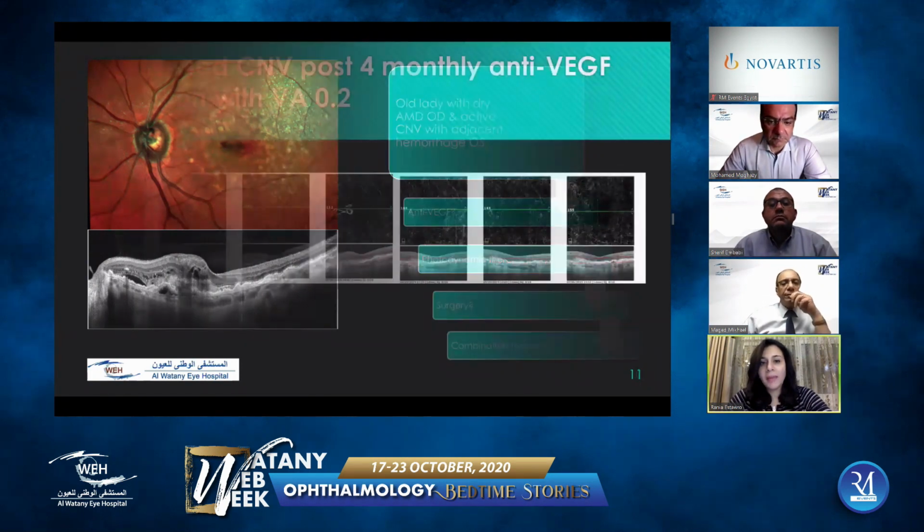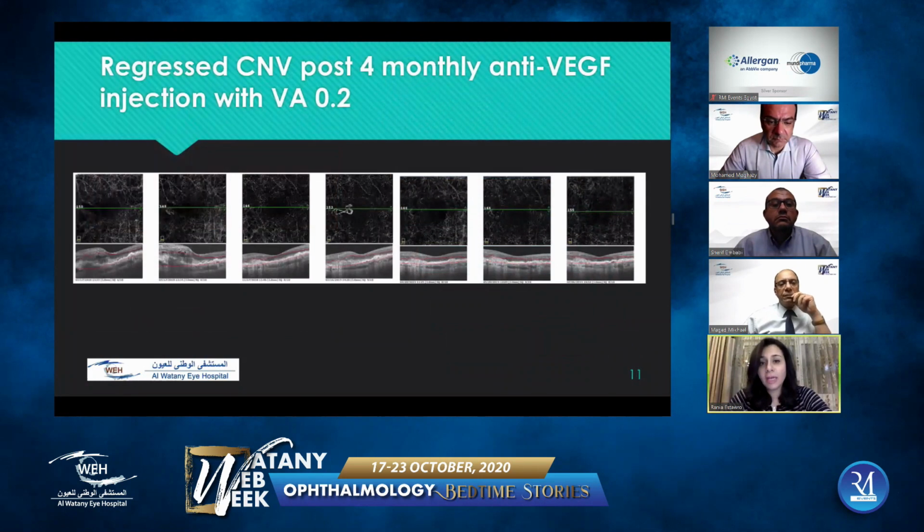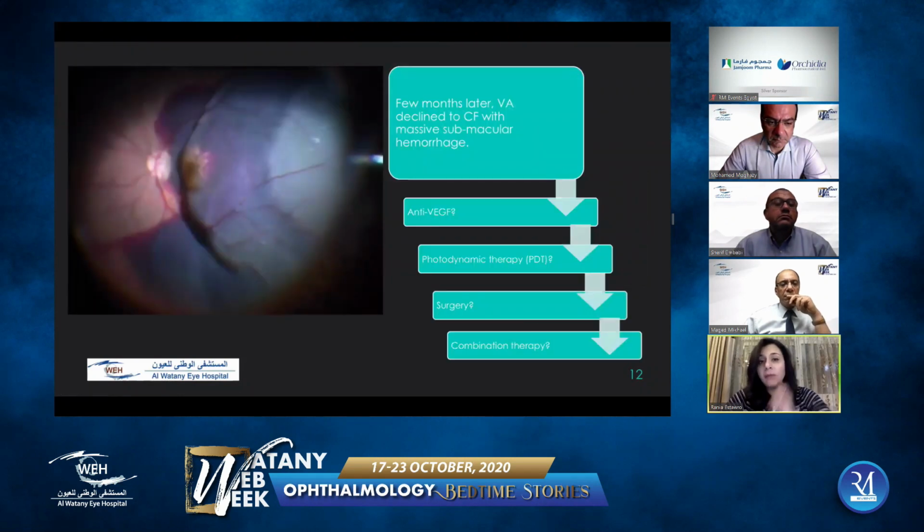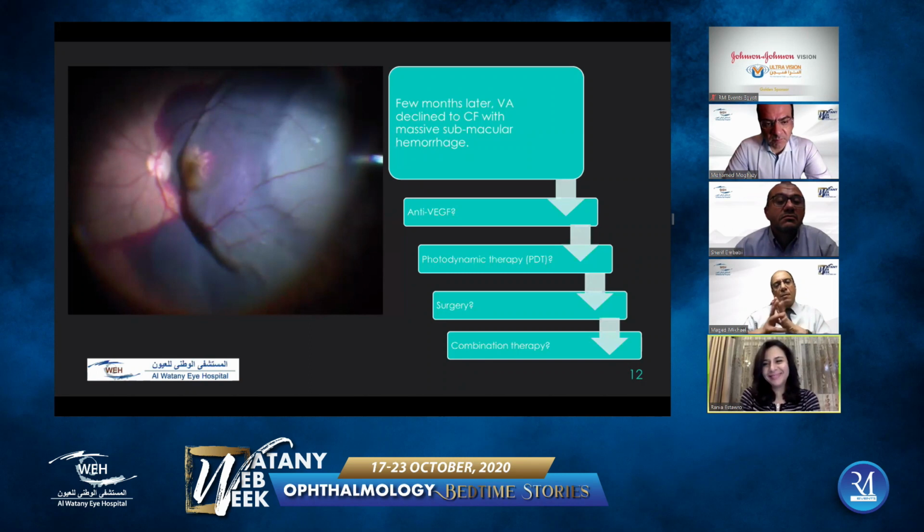So the patient actually received 4 monthly injections with complete regression of the vascular front, as you can see here. But unluckily, she came back a few months later with sudden drop of vision and this massive submacular hemorrhage. Again, do you agree that we have to go for surgery this time? The other eye is seeing very well, actually. Still, yes, it's an indication for surgery.